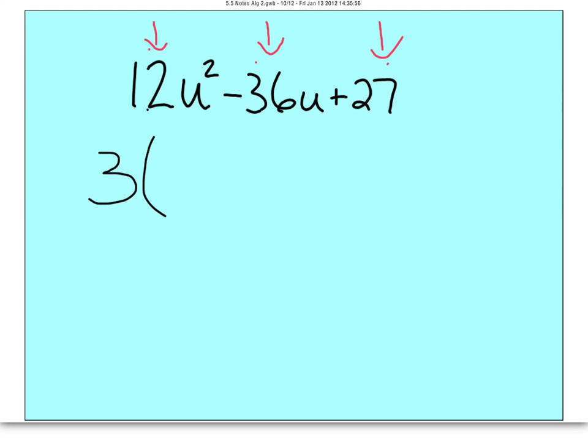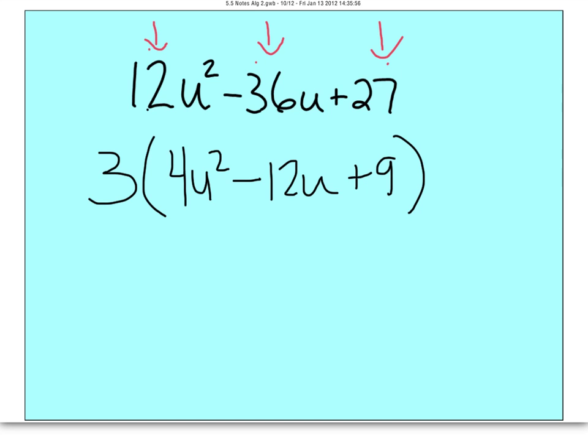So I can pull a multiple of 3 out of all of them. 12 divided by 3 is 4, and then u squared. Negative 36 divided by 3 is negative 12u. 27 divided by 3 is 9. Now if you look at this, the first term we have to break out and the last term we break out, 4 and 9 can be taken nice square roots of. It's going to be 2 and 3. So odds are the 4 combination is going to be 2 and 2, and the 9 is 3 and 3.